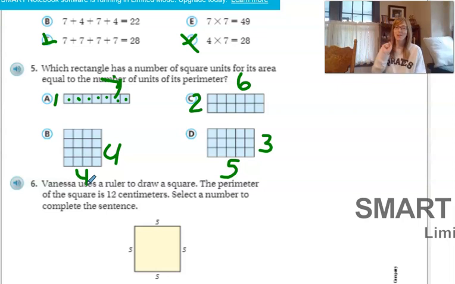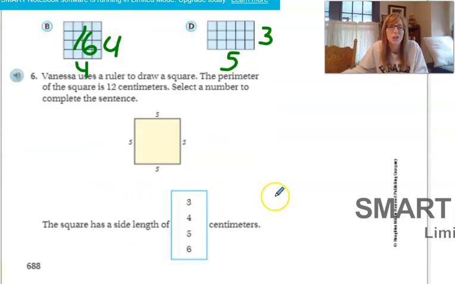Okay, you're back? Perfect, you did it. So hopefully you found that 4 plus 4 plus 4 plus 4, which is the perimeter of the square, is 16. And you also would have multiplied for area and found that 4 times 4 is 16. So B was your answer. All right, let's continue on.